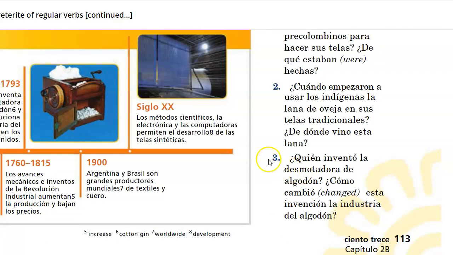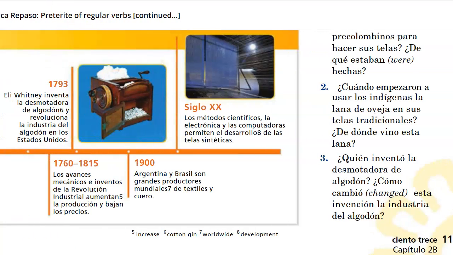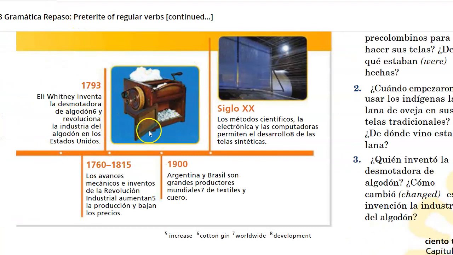And then finally, number 3, ¿Quién inventó la desmontadora de algodón? Who invented the cotton gin? ¿Y cómo cambió la industria de algodón? How did it change the industry of cotton? Number 3, you're going to find here on the second section or segment of the timeline.